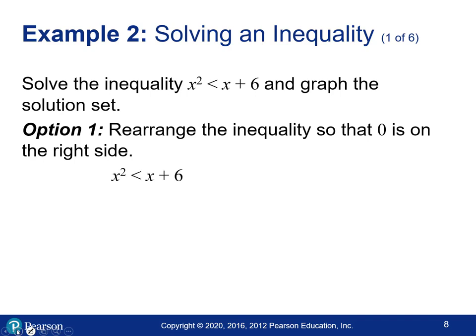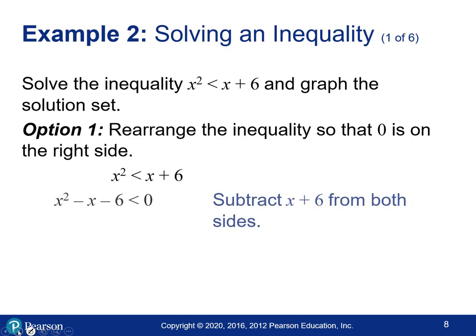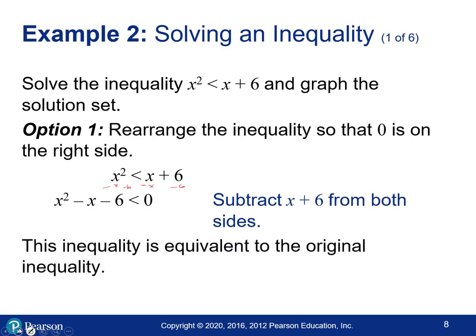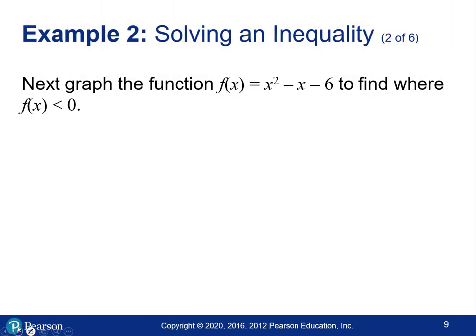And so we're going to move all of our terms to one side of this inequality so that it looks like a quadratic function on one side and 0 on the other side. If you just subtract x on both sides and subtract 6 on both sides, then you get x squared minus x minus 6 is less than 0. That's equivalent to our original, it just looks different, and then we can solve that one.